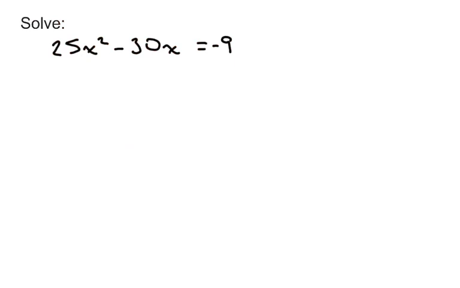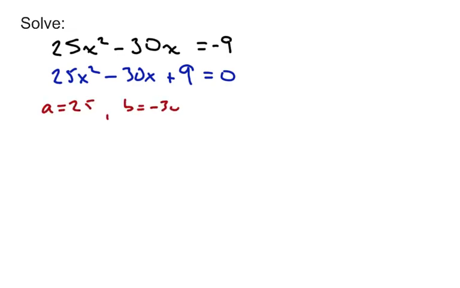Let's do it a couple more times. First of all, we might end up with a situation where it's not in standard form yet. So to get it in standard form, here we're just going to add 9 to both sides so that we get it equal to 0. This is real important. We have to have it equal to 0 and in standard form so that we can identify that a equals 25, b equals negative 30, and c equals 9. Now we can plug things into the quadratic formula and start solving them.